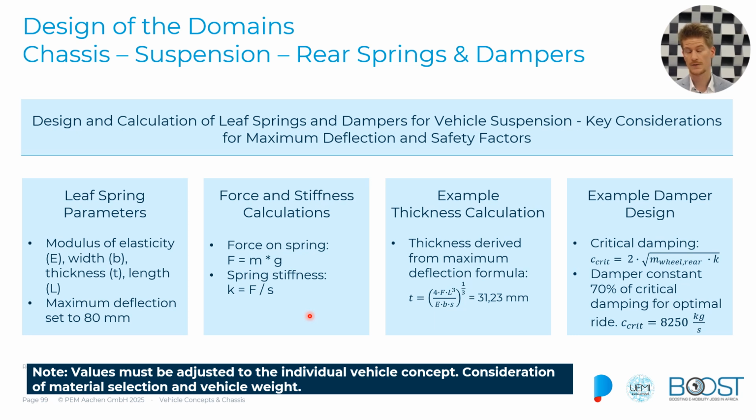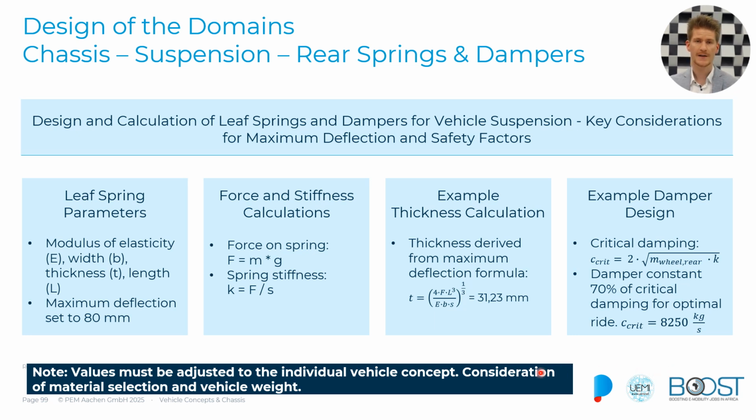Now the vehicle isn't damped at this point, so we need some damping at the rear because we know that there is some load on there, and once this starts oscillating it might become very nasty, so we have to dampen the oscillations that might occur. And we have our critical damping. The formula for this is probably well known. And we want to say we have a damper constant of 70% of critical damping for the optimum. Right, and at this point the critical damping constant would be around 8,250 kilograms per second.